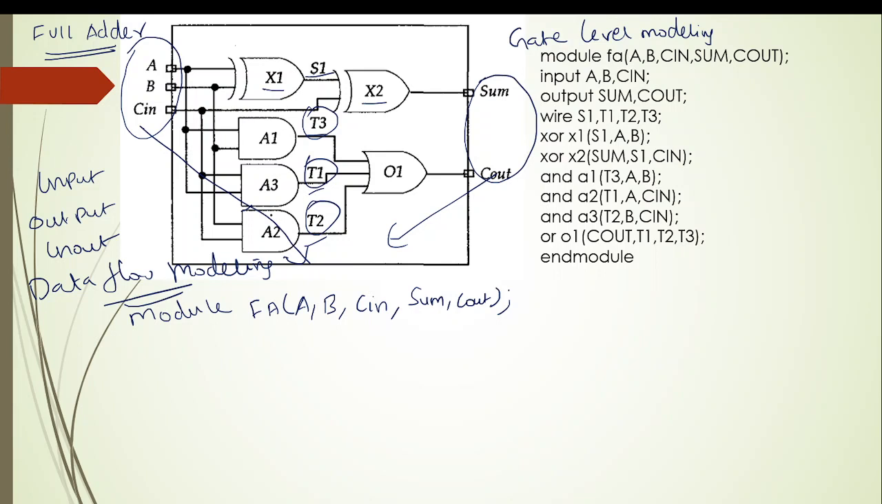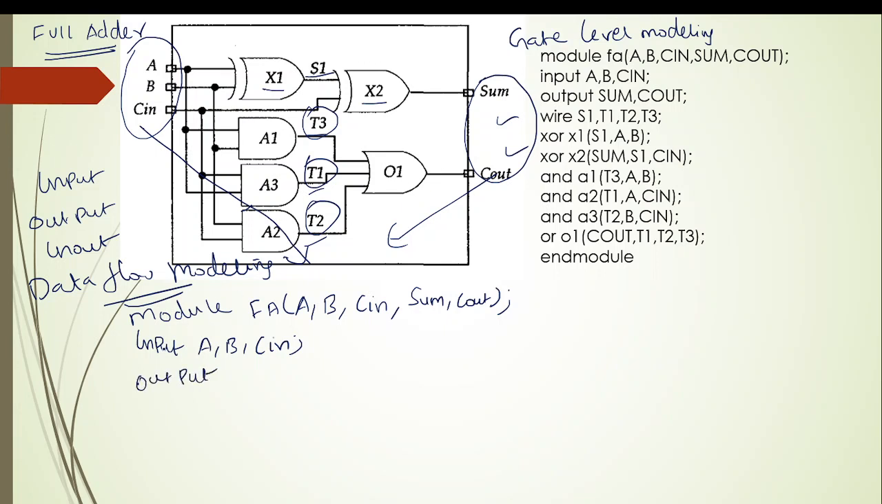So this A, B and Cin, these are all acting as an input to the design. So I am going to declare that as input. A, B, Cin, I have written like this. Next, the sum and Cout will be acting as an output from the design. So I will declare that as an output.